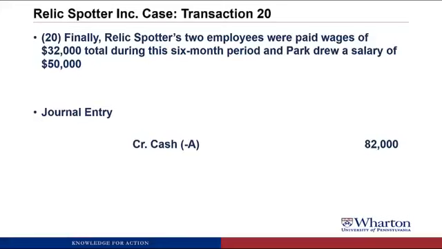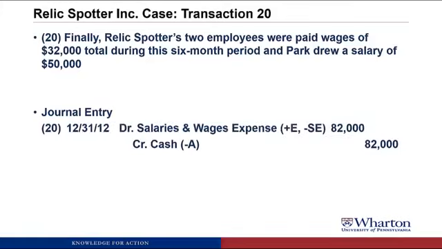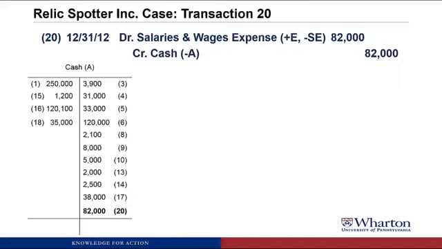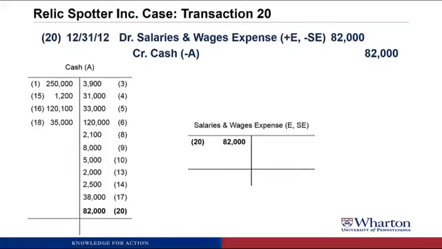Now, these employees would be period costs, so we're recognizing an expense as they work for us. We're going to debit salaries and wages expense for $82,000 to recognize this period cost, which then in turn will reduce stockholders' equity as expenses always do. Then we post this to T accounts, so yet another credit to the cash account, and we create a salaries and wages expense T account with a debit balance.